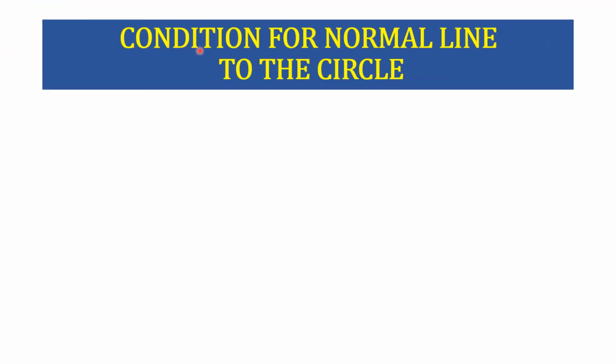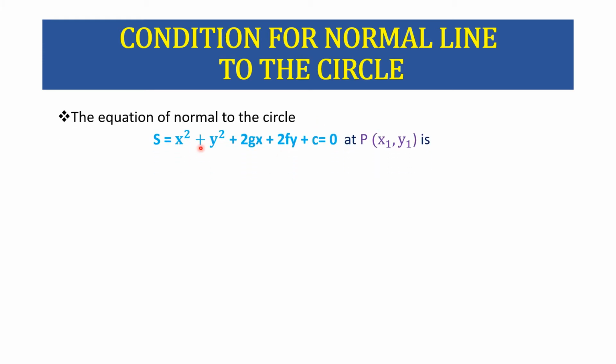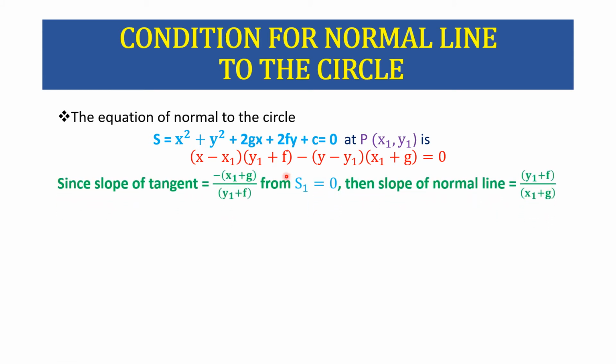Now the next one is condition for normal line to the circle. Now the equation of normal to the circle S equal to x square plus y square plus 2gx plus 2fy plus c equal 0 at the point P of x1 y1 is x minus x1 into y1 plus f minus y minus y1 into x1 plus g equal to 0. Now this normal line comes from as follows.